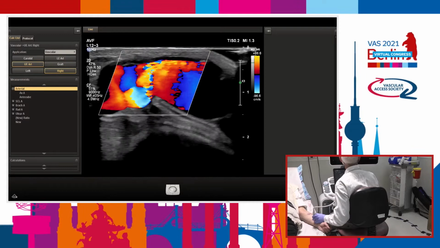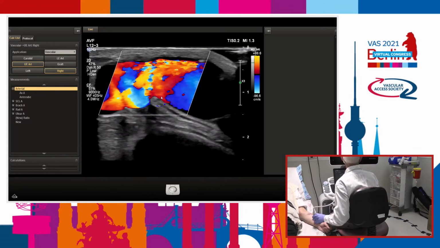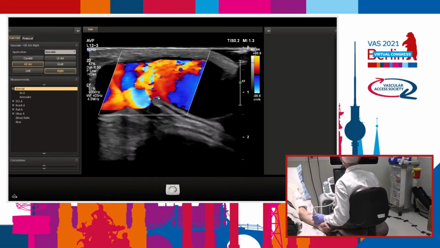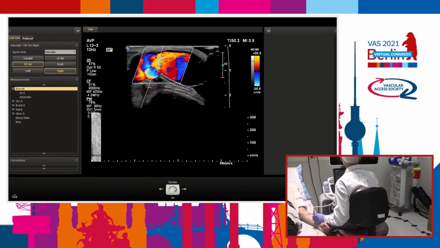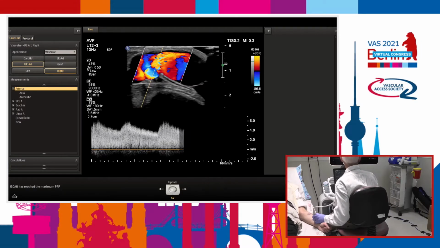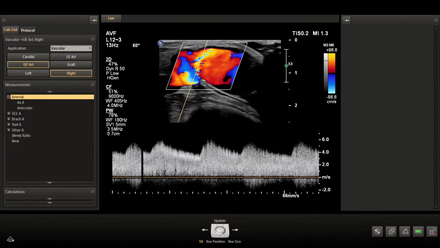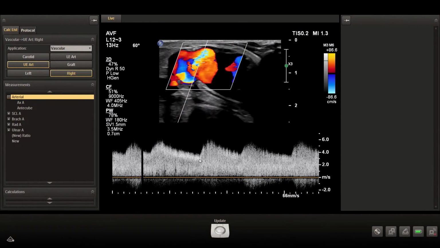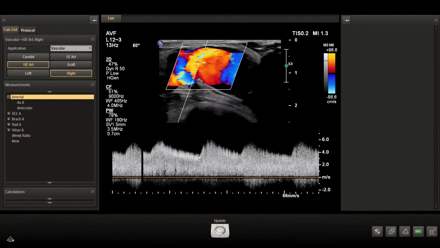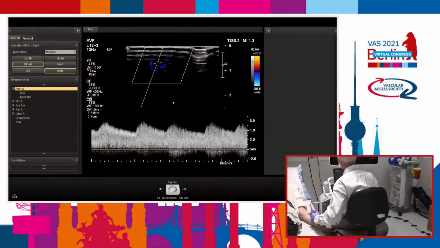There's some turbulence near the anastomosis, but the most important thing here is measuring the flow. And if the flow is okay, then no need to do anything. You can have the impression of the flow in the fistula, very turbulent flow. As you can see, a lot of systolic and diastolic flow, which is typical to the fistula. We go to the puncture site.